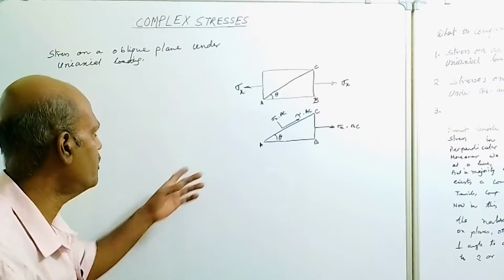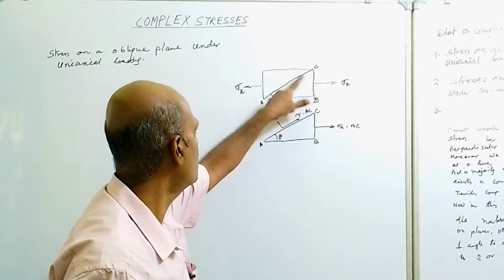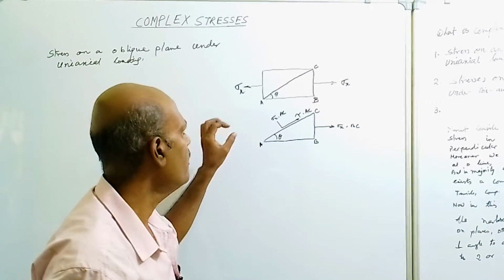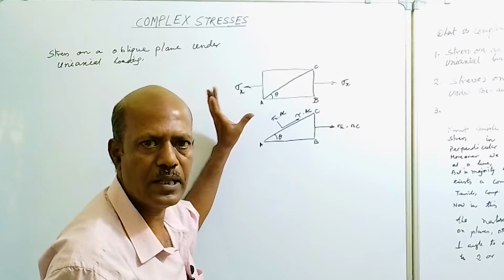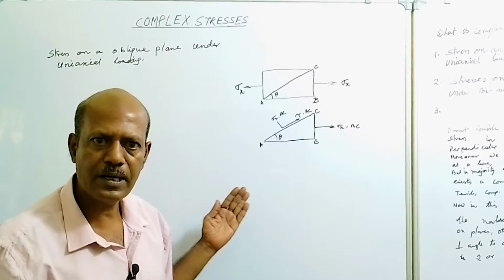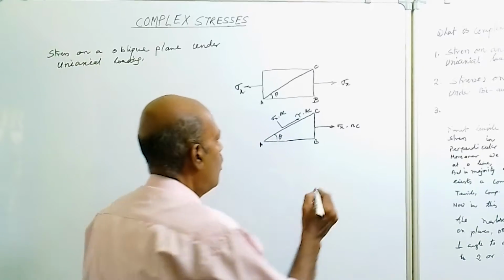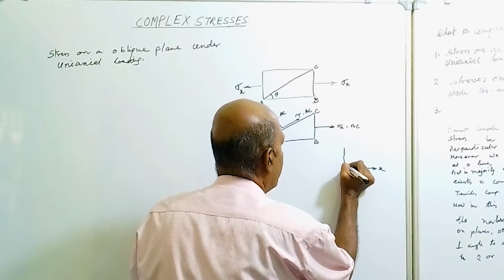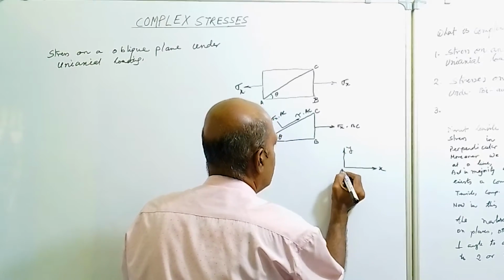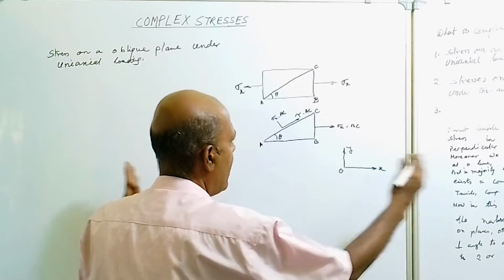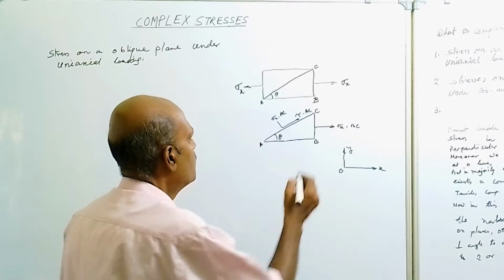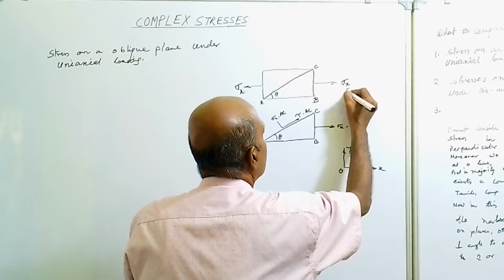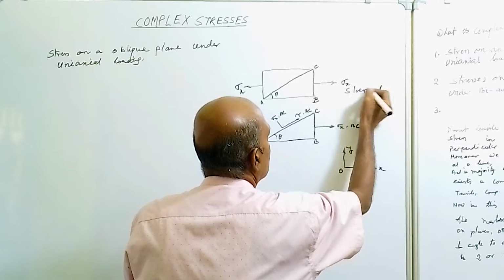Diagrammatically, if we see, this is the stressed body. The body is under only sigma x stress. If we multiply sigma x with the area, then we will get the load in that particular direction. This is the x direction and this is the y direction and this is the origin. So only along the x direction load is acting. Sigma x stress is acting along the x direction, and this is called the stressed body.